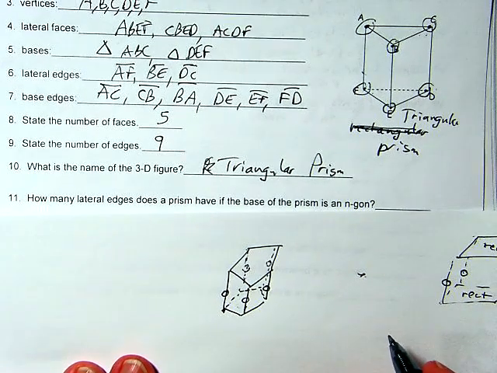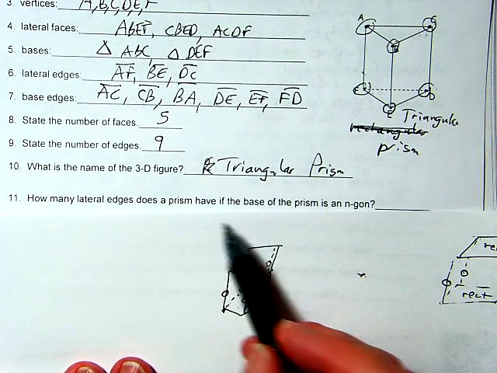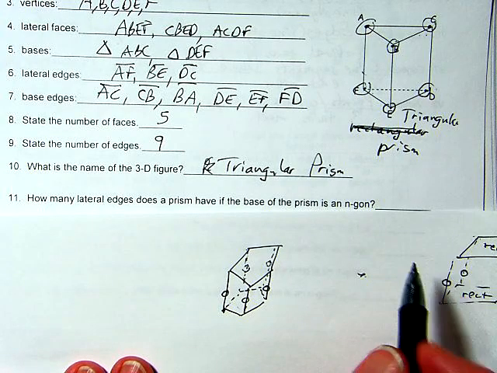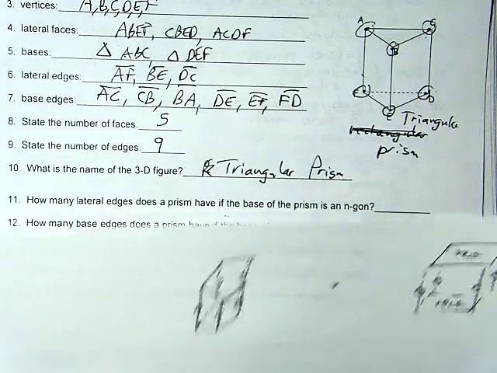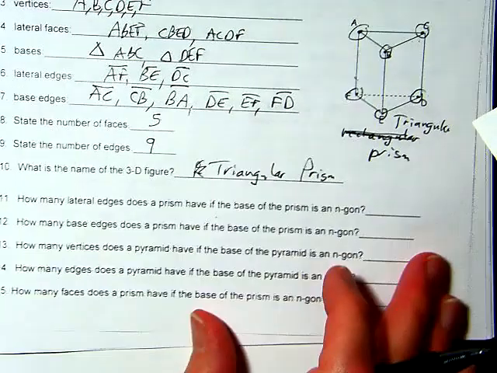So how many lateral edges does a prism have if the base of the prism is an n-gon? Well, if it's a 3-gon, it has 3. A 4-gon, it has 4. A 5-gon, it has 5. So if it's an n-gon, it has n.